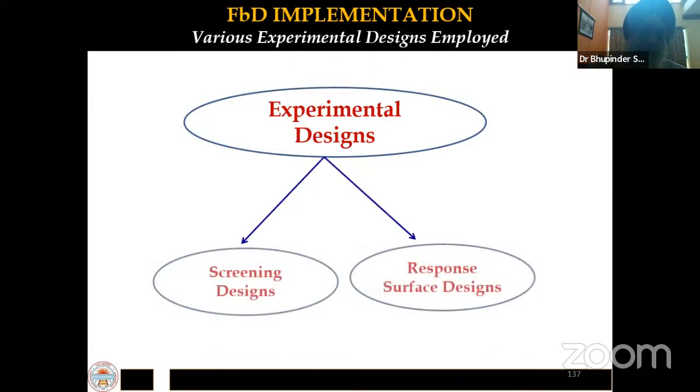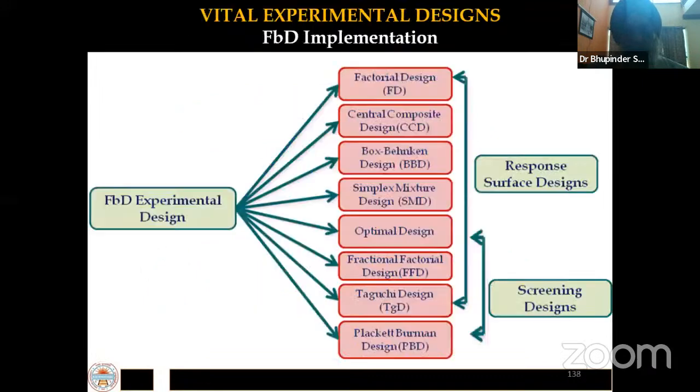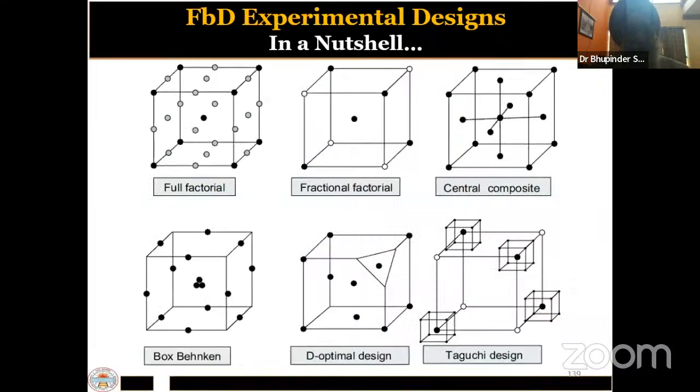So experimental designs could be screening designs and response surface designs. These are some of the experimental designs. I'll just name factorial design, composite design, Box-Behnken design, simplex design, optimal design, fractional factorial, Taguchi, and Plackett-Burman design. The last four are preferred for screening, while the first are preferred for response surface, that is, optimization. So this is how they are diagrammatically represented.